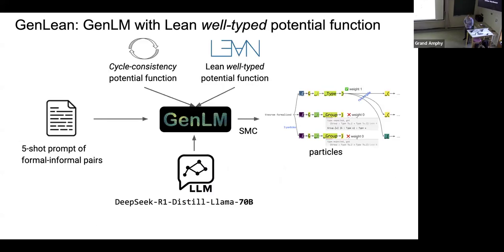Okay, so in our project, which we call GenLean, we want to put all of these ingredients together. So we use a language model, in our case DeepSeek R1 Distill Llama 70B, which has 70 billion parameters, small enough that you can still run it on a GPU in the cloud and don't have to go to big LLM providers.